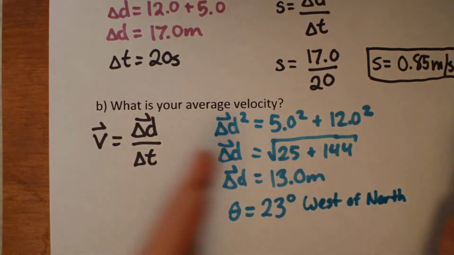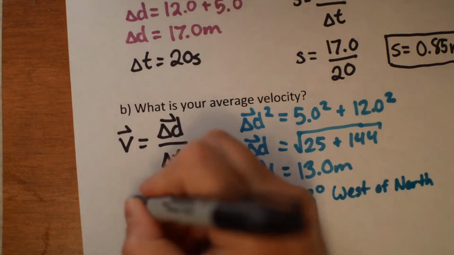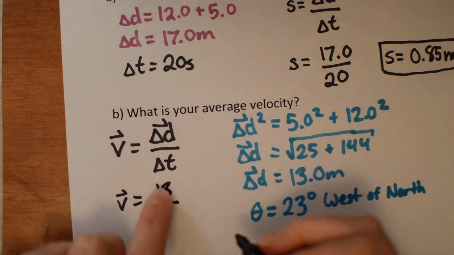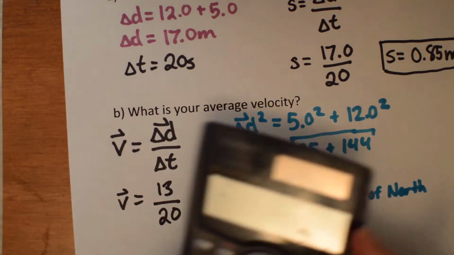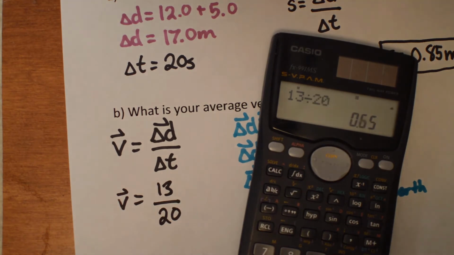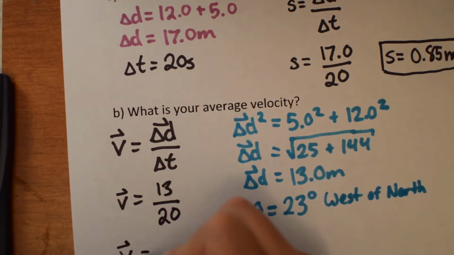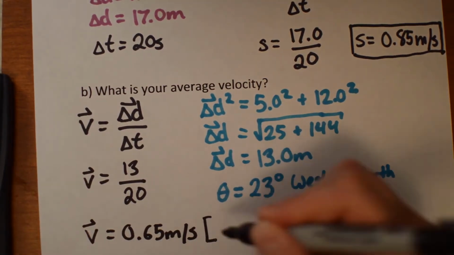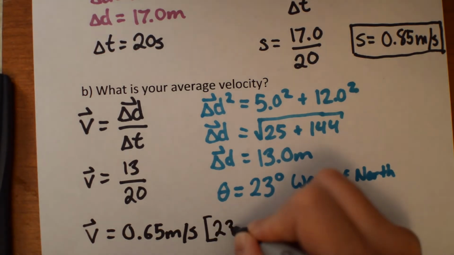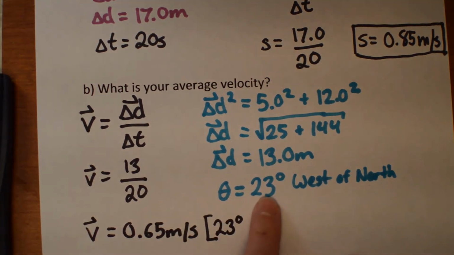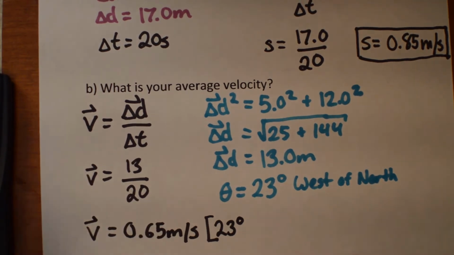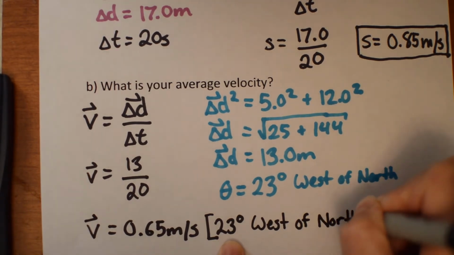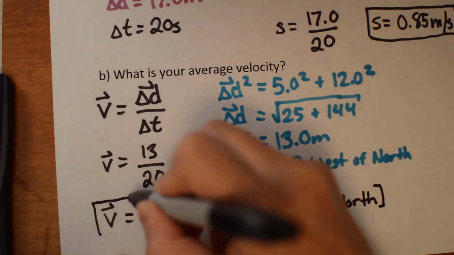Now I know delta D. Now I can use that to get my average velocity. Average velocity is delta D over delta T. Delta D is 13. The time is 20 seconds still. That doesn't change. So I do the 13 divided by 20. That gives me a velocity of 0.65 meters per second. And then the angle, or the direction of the velocity, is going to be the same as the angle for the displacement. Velocity points in the same direction as displacement. So 23 degrees west of north. And I have my velocity there.